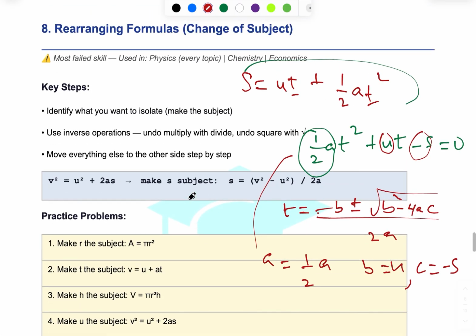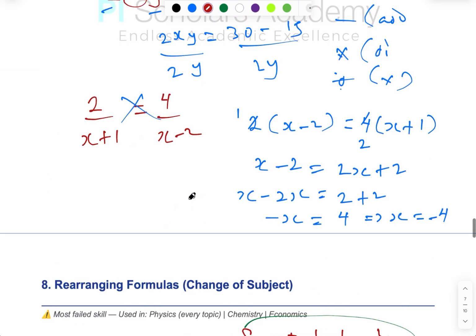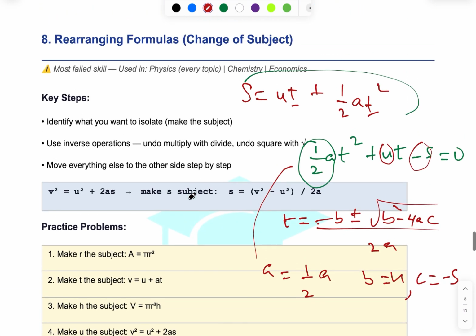And just like I've told you earlier, I've already explained how you make something the subject of formula. This is very important.